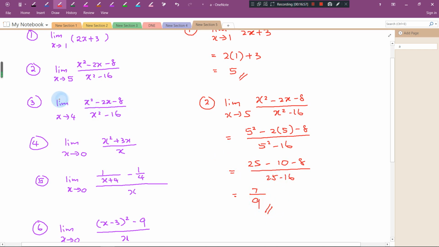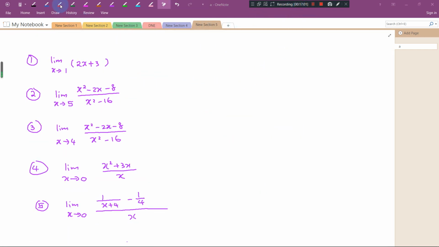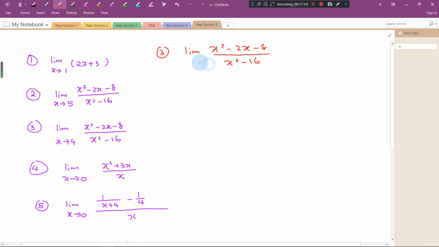Now let's try part 3. The limit of x squared minus 2x minus 8 over x squared minus 16 as x approaches 4. Same thing, the first method normally we use is direct substituting. If there is no problem, then we can get the answer. If we have a problem, then we have to try another method. So I just tried direct substituting first.